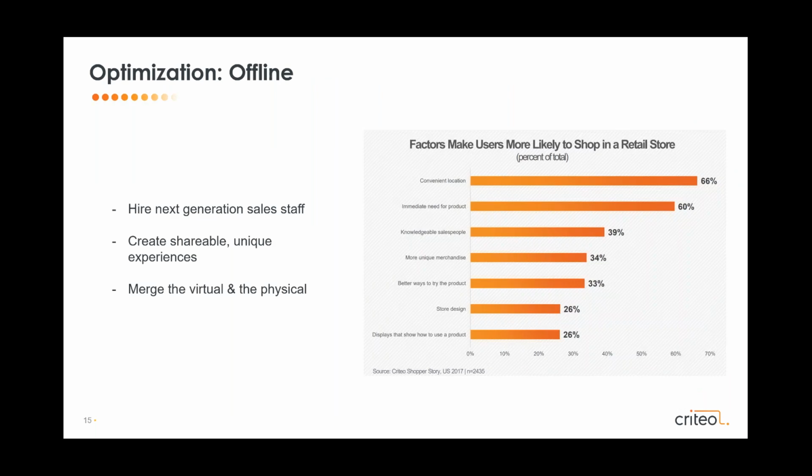So now let's think about how to apply a commerce marketing strategy offline. In the shopper story, we asked shoppers what factors made them likely to shop in a retail store. And aside from location and convenience, we noticed that many respondents mentioned salespeople, unique merchandise, and store design. And think about what a difference this makes. And this is a key reason why the retailers who are left are surviving, and they're innovating in-store experiences. And even retailers who are struggling are doing this as well.